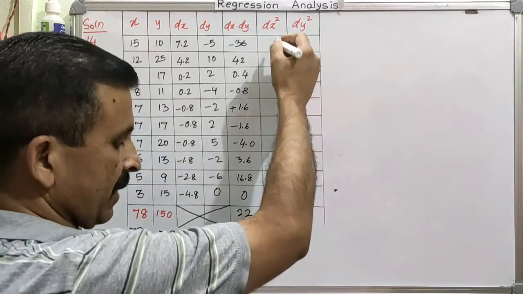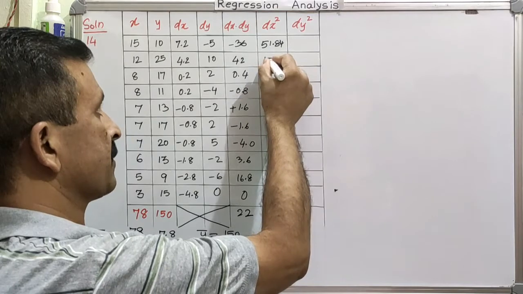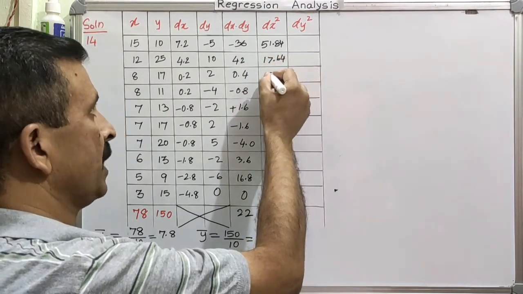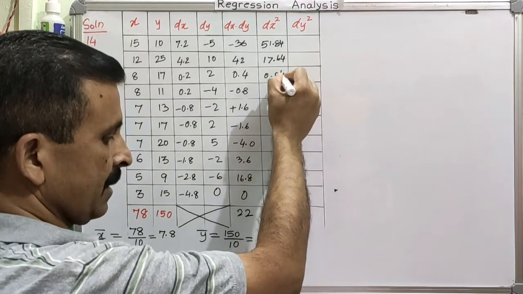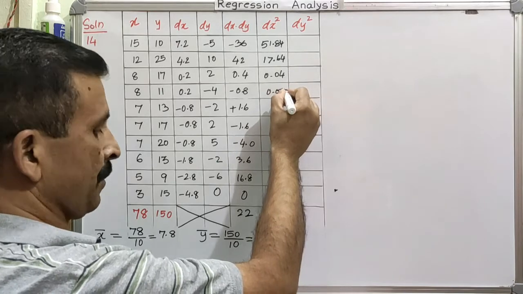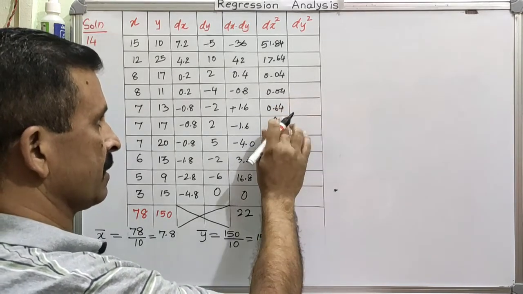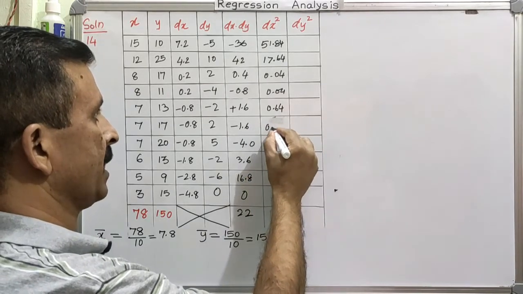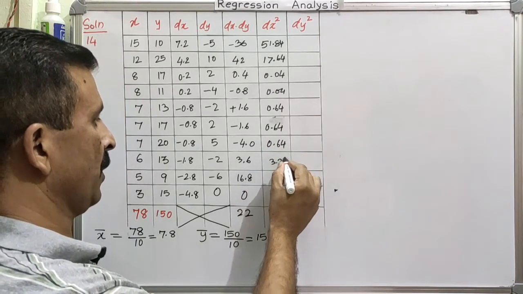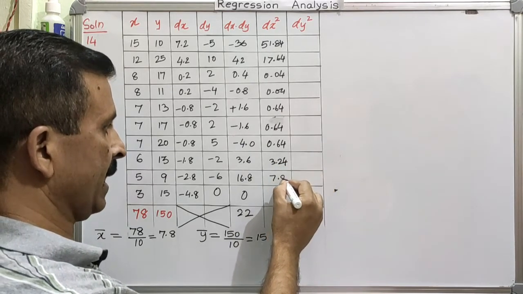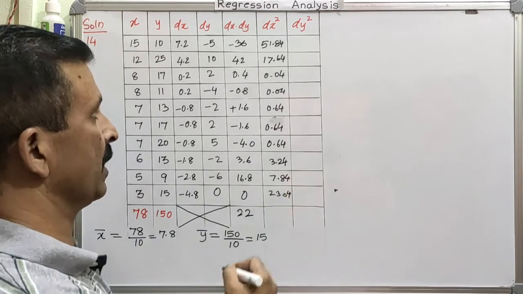So this is dx squared: 51.84, next 17.64, then 0.04, again 0.04, then 0.64, again 0.64, one more time 0.64, then 3.24, then 7.84, and then the last one is 23.04. So we got the square of all the dx.